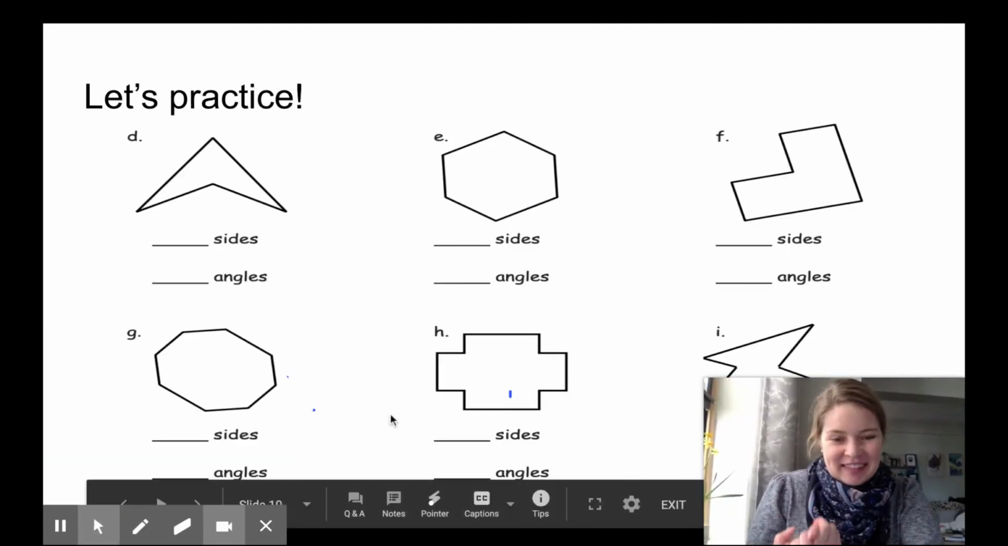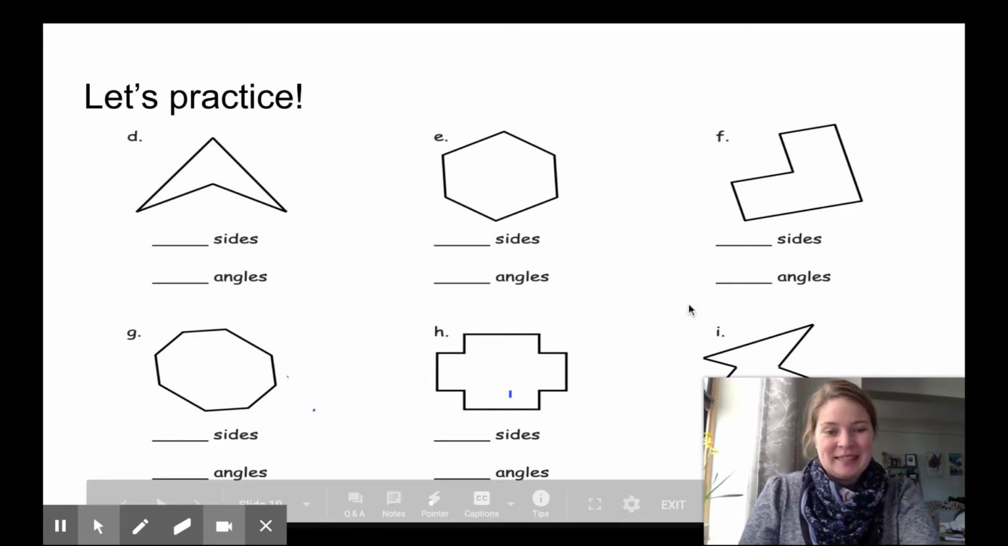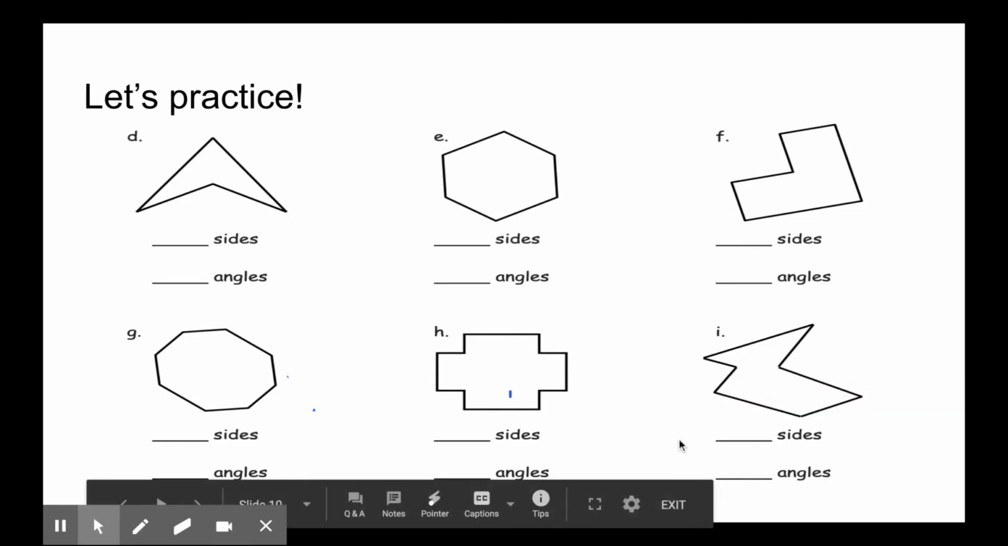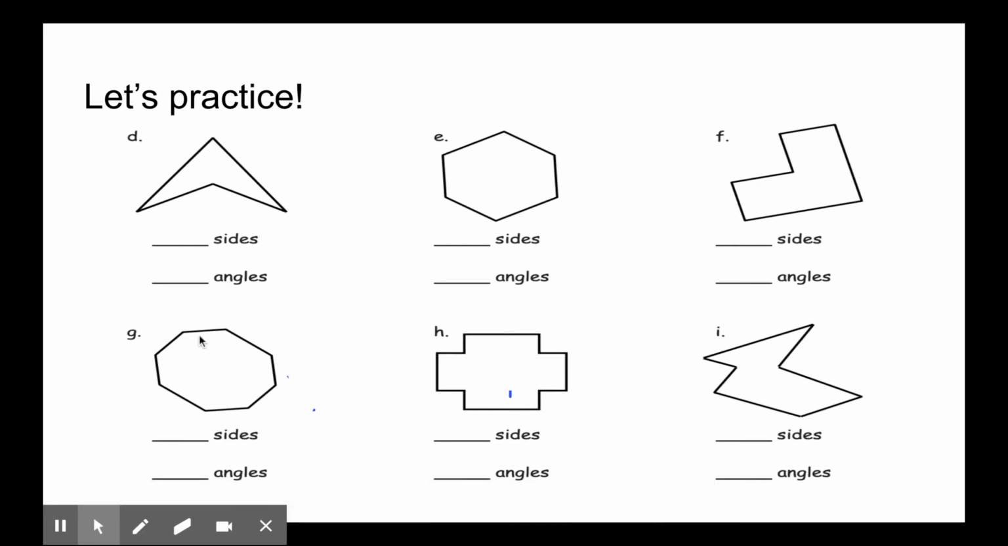All right, let's practice with some unusual shapes. I'm going to take my face away, but I'll still be talking. Let's count how many sides and how many angles for each shape. Remember, another word for angle is corner. That might help you. All right, let's do sides first. 1, 2, 3, 4. How many sides? 4 sides.